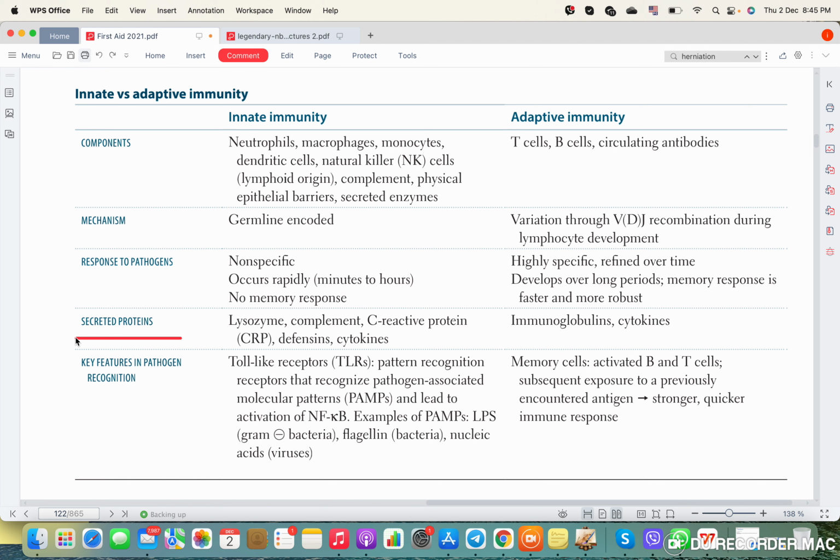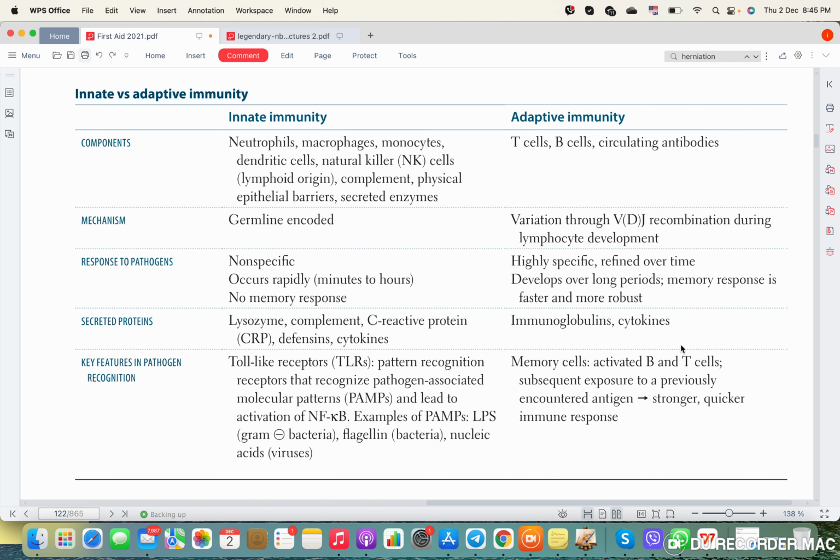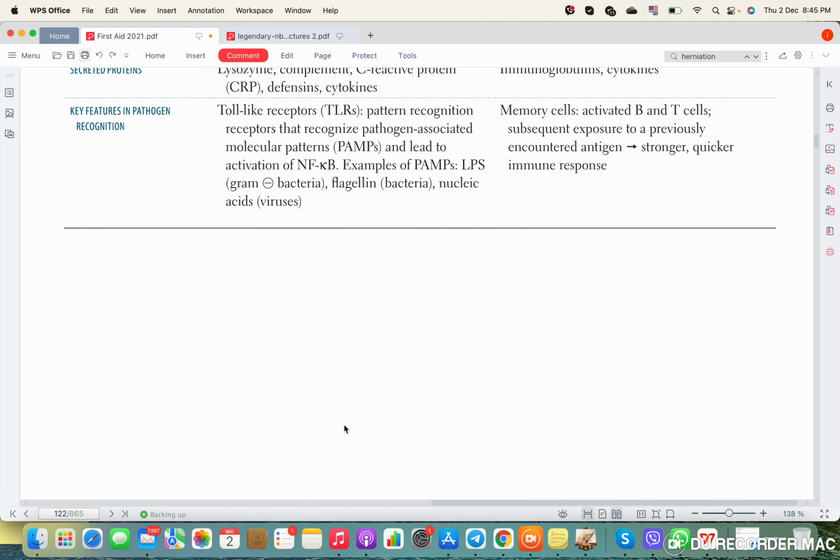They include your immunoglobulins. So the proteins secreted that are included in this are the immunoglobulins, which are made by the B cells, and cytokines, which are made by T cells. Then there are memory cells, which are activated B and T cells. Subsequent exposure to a previously encountered antigen leads to a stronger and quicker immune response. This is what we learn in school, guys.